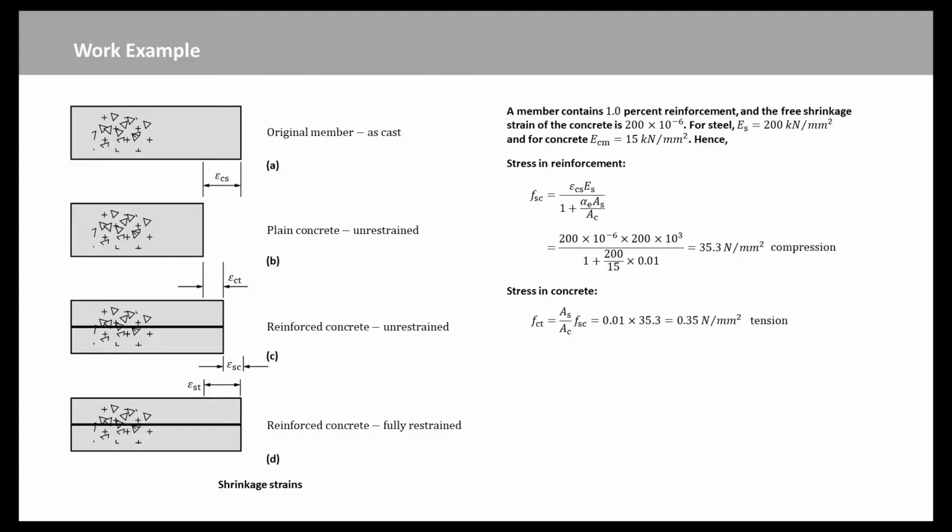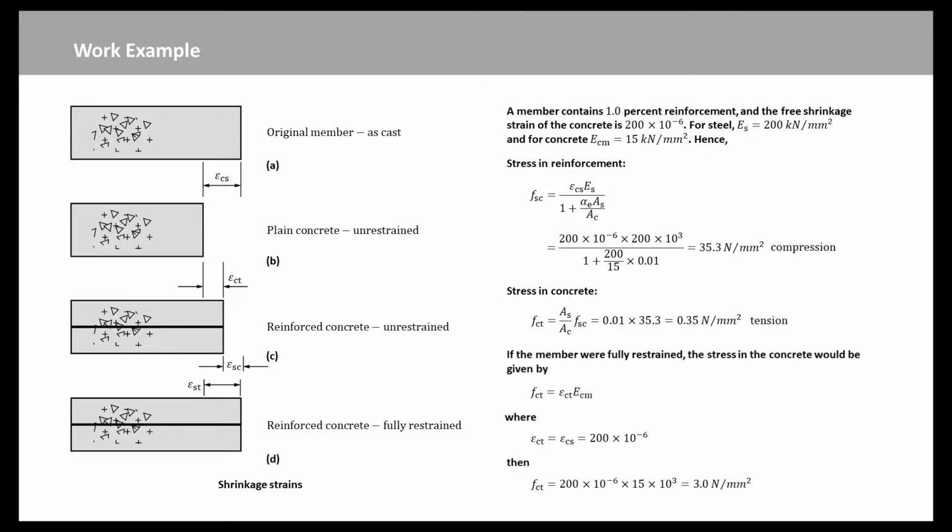A member contains 1% reinforcement, and the free shrinkage strain epsilon Cs of the concrete is 200 times 10 to the power minus 6. For steel, Es equals 200 kN per mm square, and for concrete, ECM equals 15 kN per millimeter square. Hence, from the previous equations, we can calculate the stress in reinforcement, which is 35.3 Newton per millimeter square in compression. The stress in concrete is 0.35 Newton per millimeter square in tension. The stresses produced in members free from external restraint are generally small, as in this example, and can be easily withstood both by the steel and the concrete.